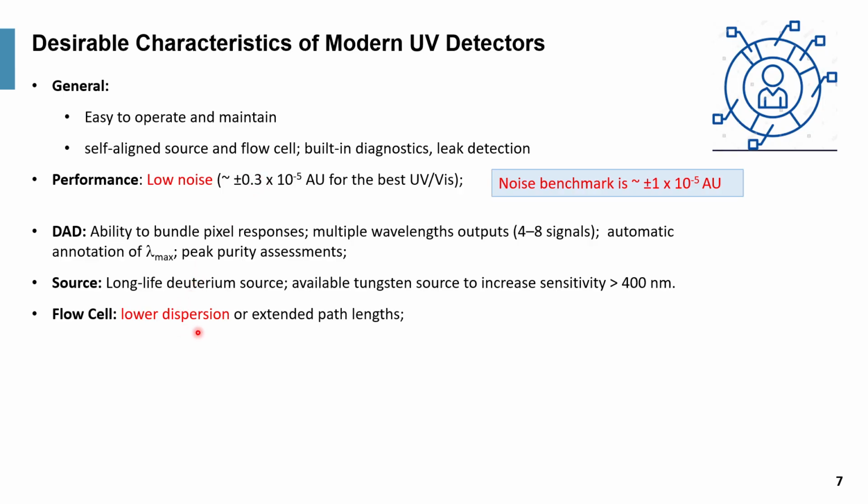And the other attribute that I want to highlight is the low dispersion or band broadening of the flow cell, right? So typically flow cells are pretty small. In HPLC, we're talking about 8 to 10 microliters. In UHPLC, we're talking about a flow cell which is smaller than 1 microliter. However, because Beer's law is proportional to the path length, it's really important to have a small flow cell but have a path length of at least 1 centimeter for noise or sensitivity considerations.